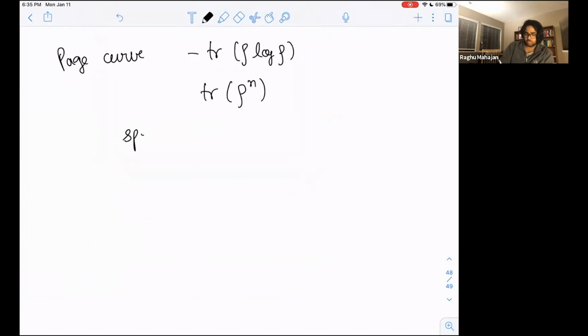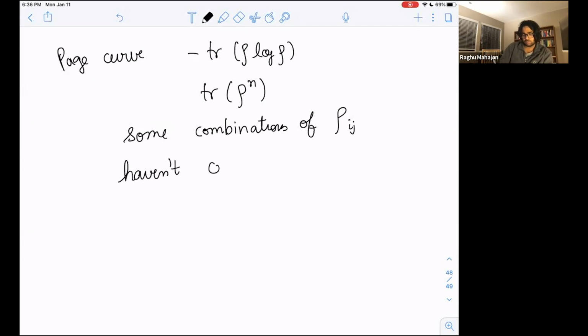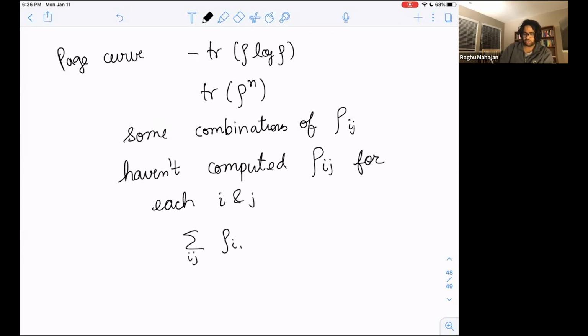But these are special objects, special combinations, or maybe I should not say special, too biased. These are just some combinations of rho_ij, right? Rho is a matrix. It's a full, large matrix. And we haven't computed rho_ij for each i and j. We only computed some overall sum, like we computed the sum over ij of rho_ij rho_ji. This is like trace rho squared.